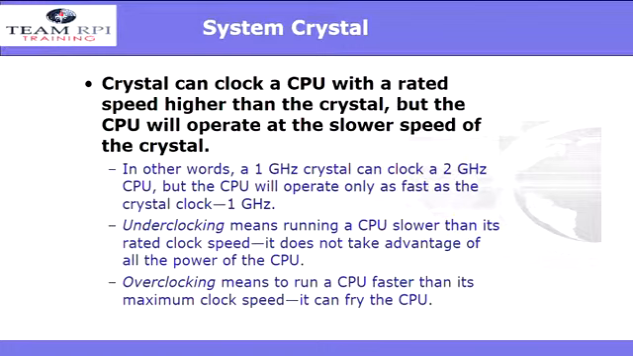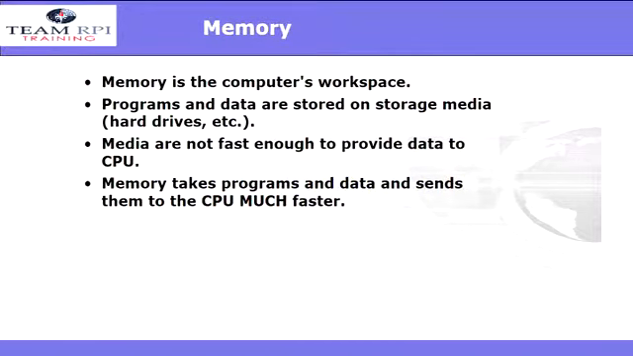Well, really, underclocking means running a CPU slower than its rated clock speed, and overclocking means running a CPU faster than its maximum clock speed. Overclocking can be extremely dangerous to your PC. Now remember, the man in the box has no memory.